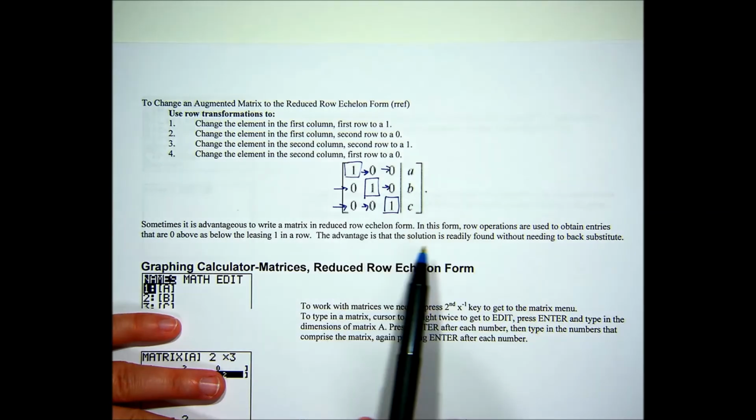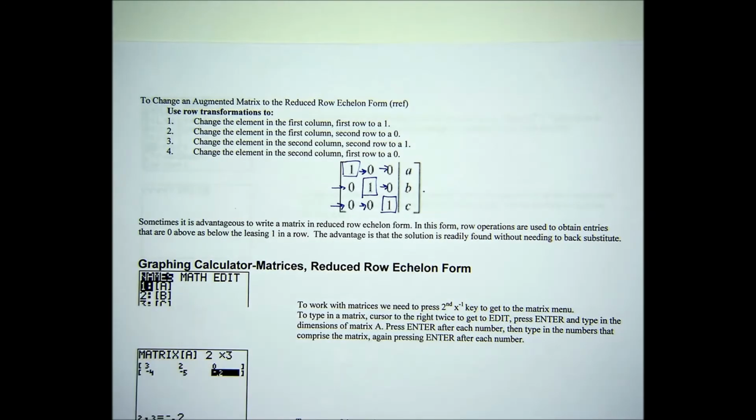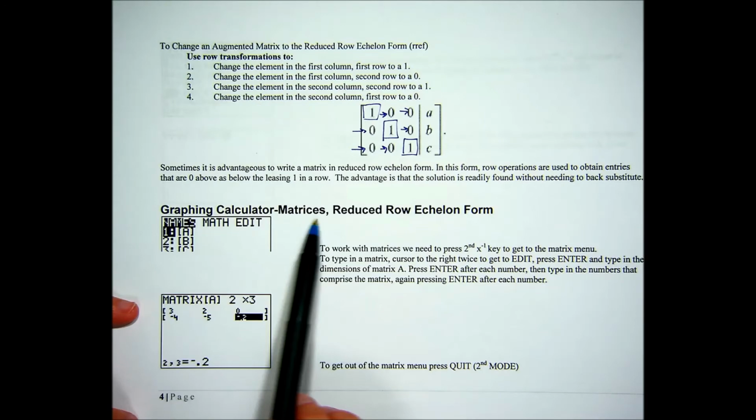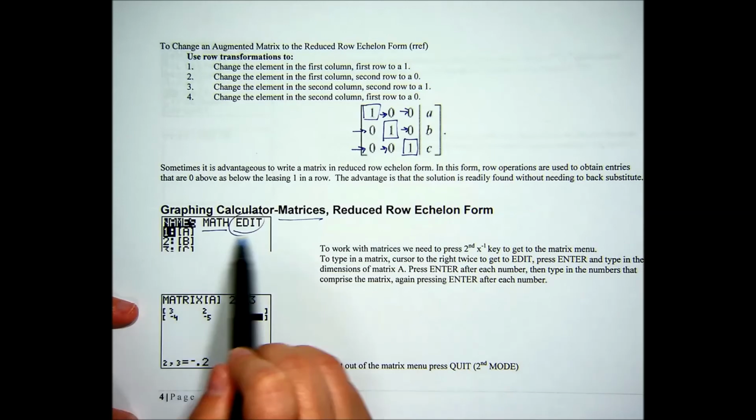Now, sometimes it's advantageous to write the matrix in reduced row echelon form because you might go around and around in circles if you're doing it by hand. Well, we're going to show you how to do this in the calculator as well as by hand. Now, to do this in the calculator, we're going to use your matrix menu. Names is where you pick up your matrix. Math is where you do stuff to your matrix, and edit is where you put your matrix in.